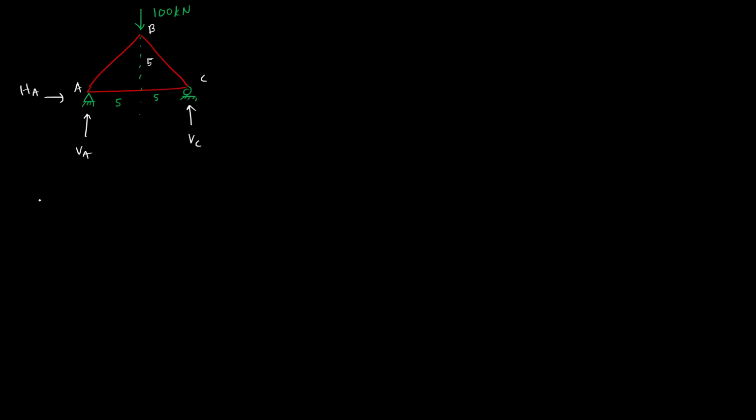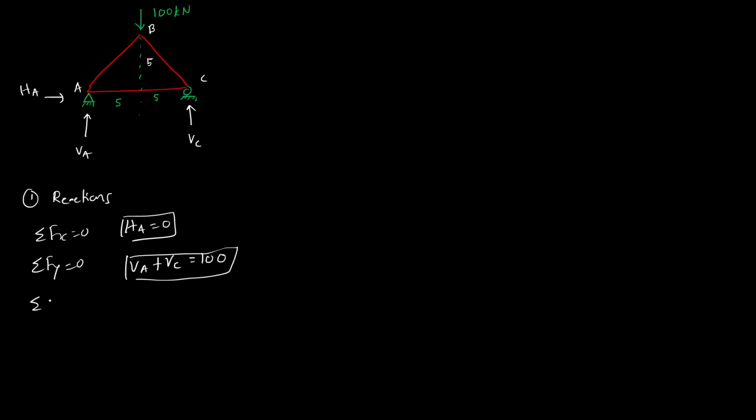So what will we do? In the first step, to find the reactions, we'll use sigma Fx is equal to 0. That will give us HA is equal to 0. Second is sigma Fy is equal to 0. That will give VA plus VC is equal to 100.